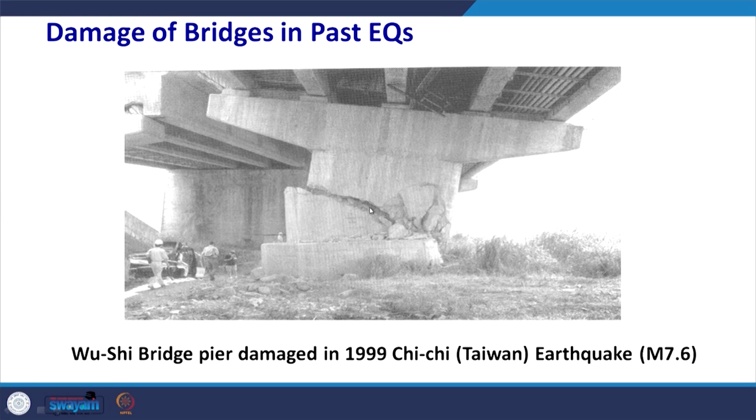There is a peculiar damage to this pier, and this is also resulting from the foundation failure below. So, once the foundation failed, as a result you could see that there is damage to the piers also, and ultimately this made this bridge non-functional and it cannot be used anymore. So, this was from Taiwan.